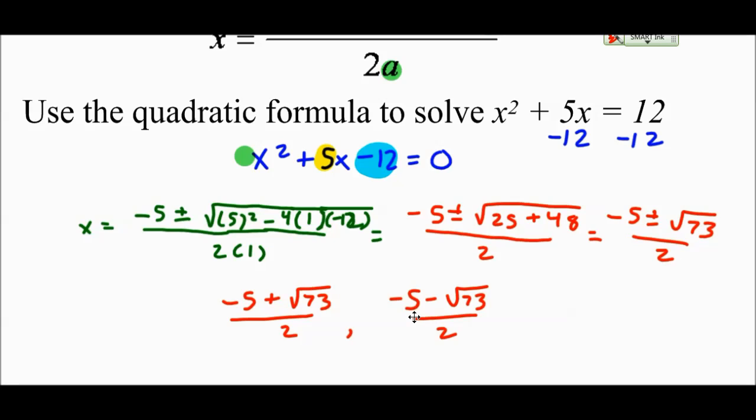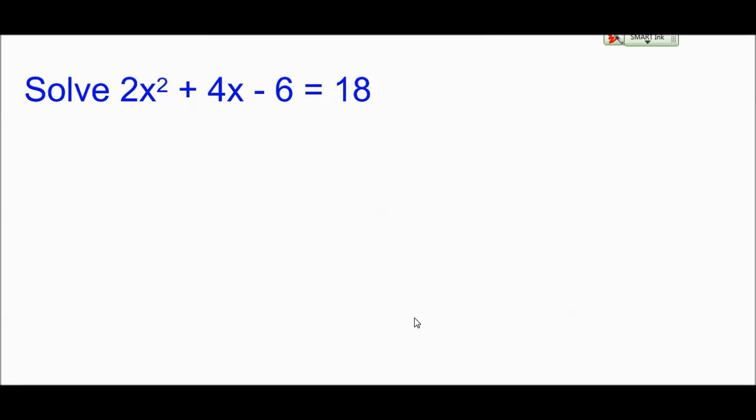Let's do one more. So I want to solve this using the quadratic equation. I'm actually going to show you a slick trick for doing this too, to make life a little simpler. What I'm going to start out with is getting this whole thing equal to 0. To do that, I'm first going to subtract 18 from both sides. So it gives me 2x squared plus 4x minus 24 equals 0.